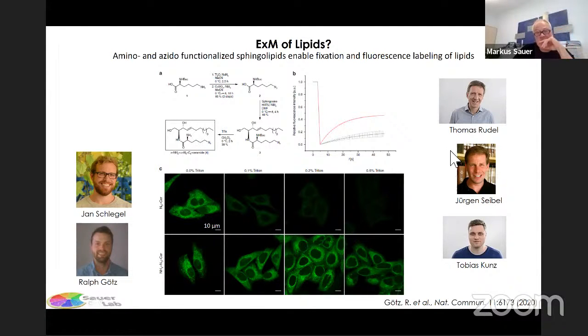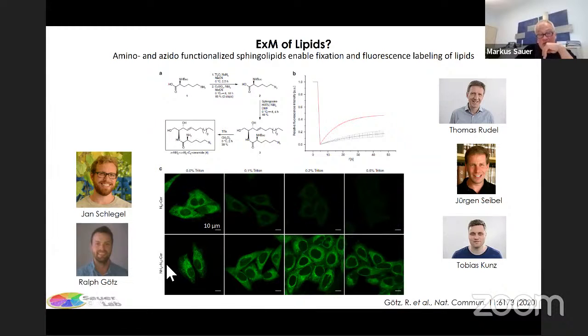And this was work then together with Thomas Rudel in the microbiology department, Tobias Kunz, and again, Jan and Ralf, who at that time worked on this, what we later termed sphingolipid expansion microscopy. And what is shown here is just a fixation: a ceramide which does not carry an amino group cannot be fixed. It's washed out.